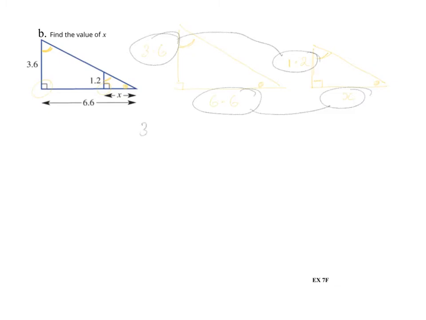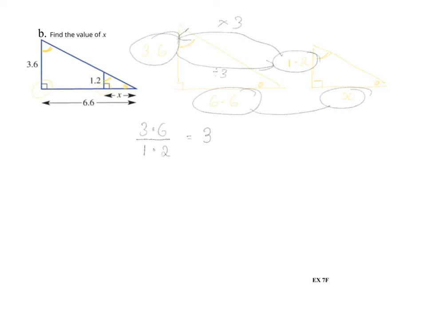So 3.6 is in the bigger triangle, and the corresponding side in the smaller one is 1.2. And when we divide that up, we get 3. That's telling us that for the sides in the bigger triangle, you would have to times by 3 to get them. If I was going back the other way, to the smaller one, then I would have to divide by 3.